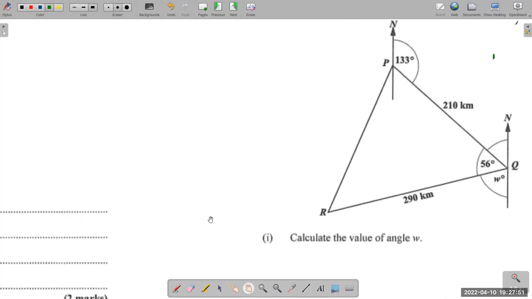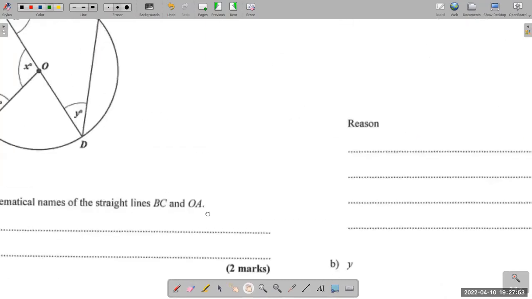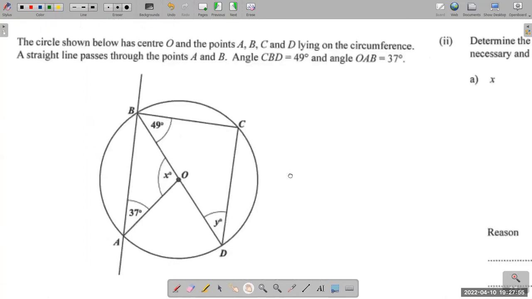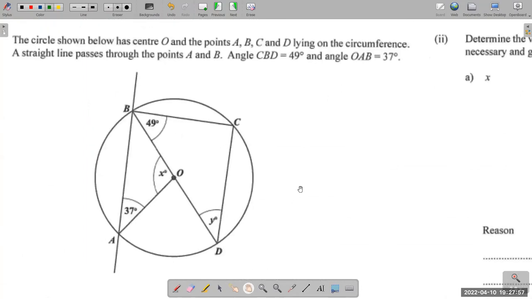All right, so we're looking good so far. So every single circle theorem question we're going to do, we've got two more. Let's look at this one.